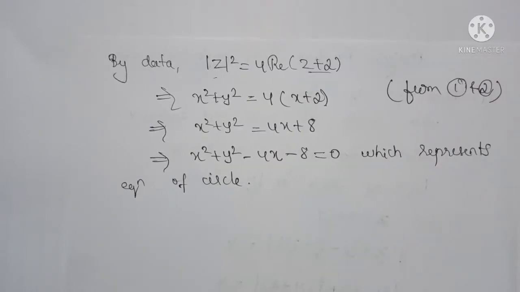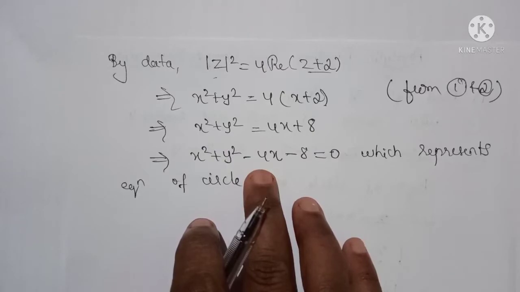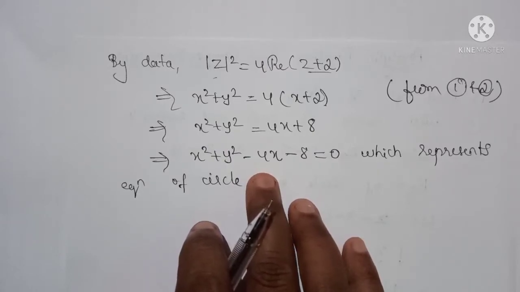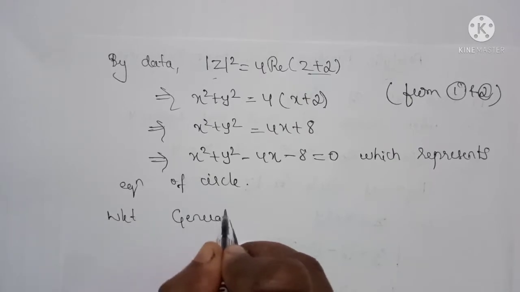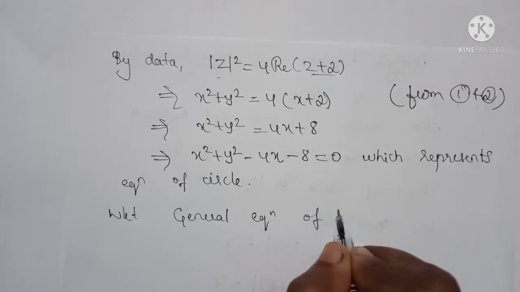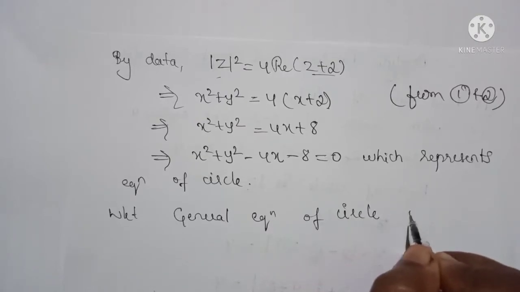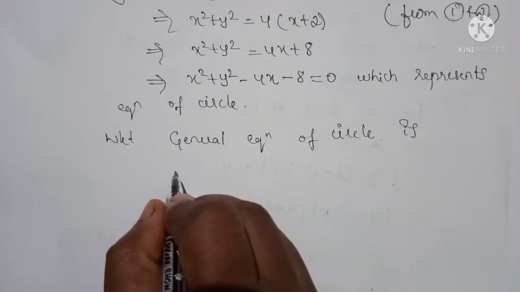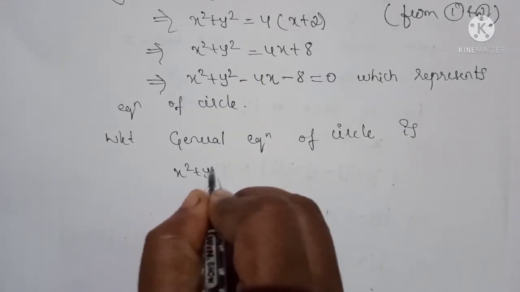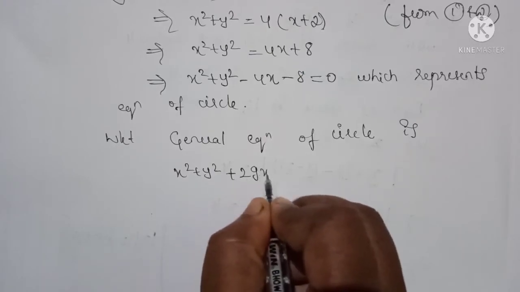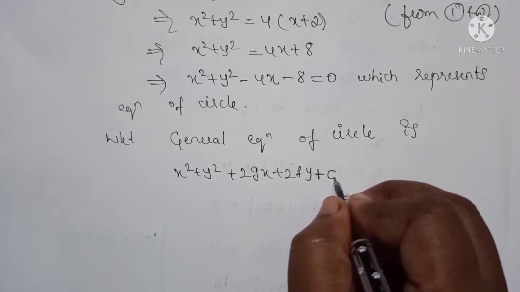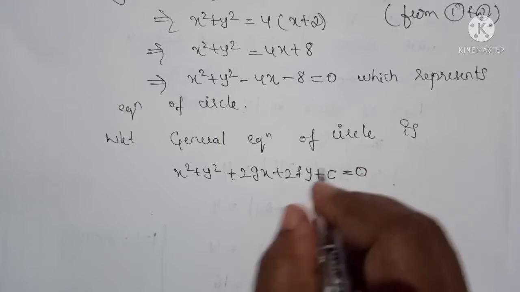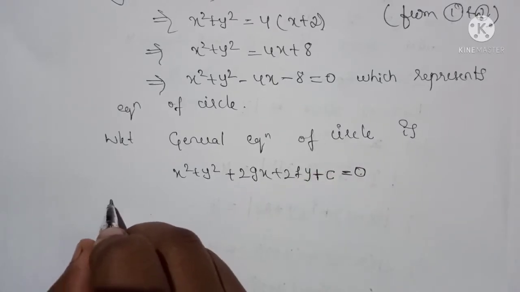Now we have to find the center and radius. We can observe that this equation is almost similar to the general equation of circle. We know that the general equation of circle is x square plus y square plus 2gx plus 2fy plus c equals 0. So this is the general equation of circle with center.